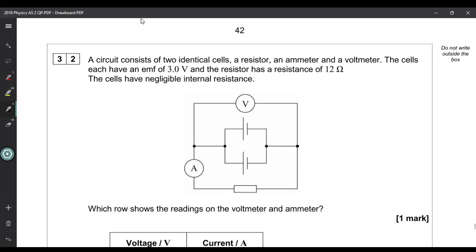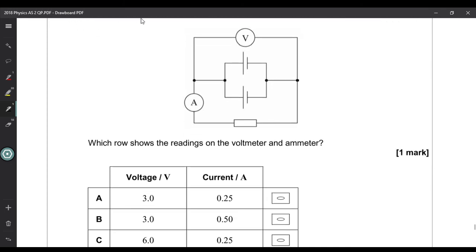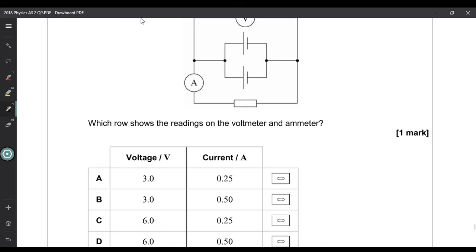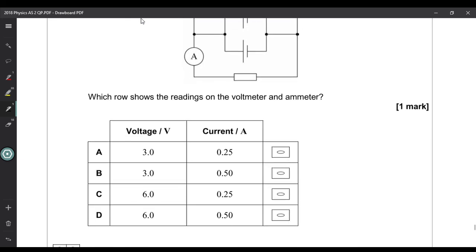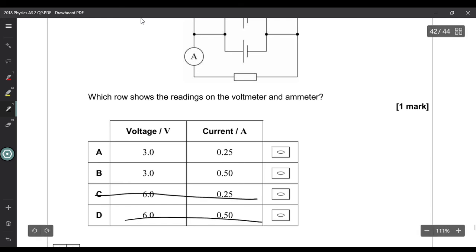Question 32 says a circuit consists of two identical cells, a resistor, an ammeter and a voltmeter. The cells each have an EMF of 3 volts and the resistor has a resistance of 12 ohms. The cells have negligible internal resistance. Which row shows the readings on the voltmeter and the ammeter? So the potential difference is going to stay the same in any loop. So it's going to be 3 volts, because we've got those batteries in parallel. So we can discount C and D.